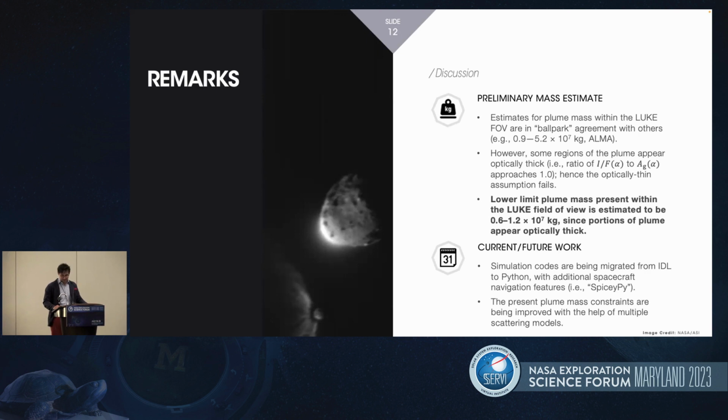Future work involves looking at simulation codes, migrating them from IDL over to Python, and using SPICE to help improve our pointing accuracy. It also involves taking cone geometry into account, and including multiple scattering models to deal with this problem of optical depth and optical thickness in the center region of the plume.